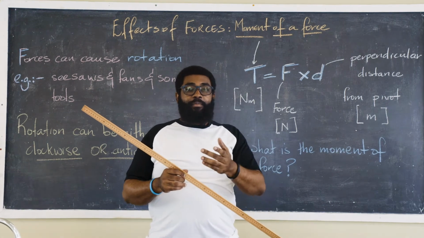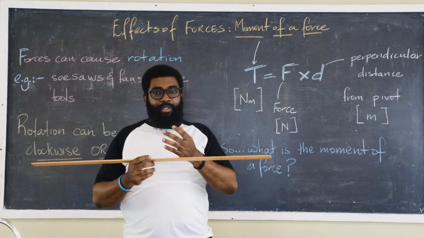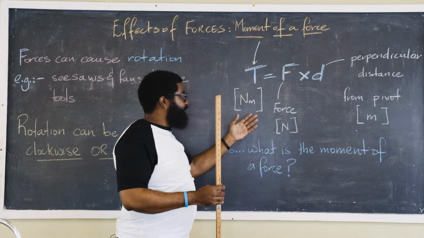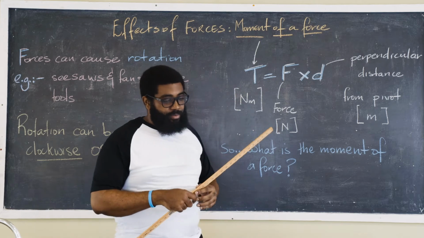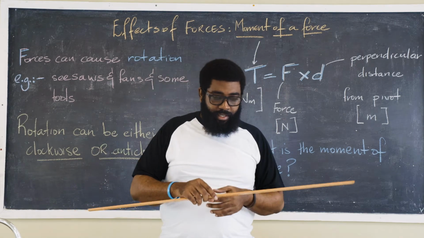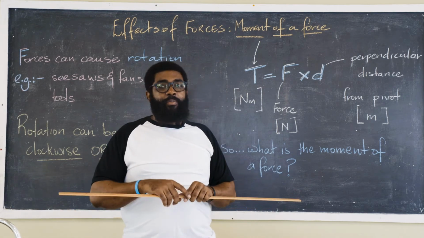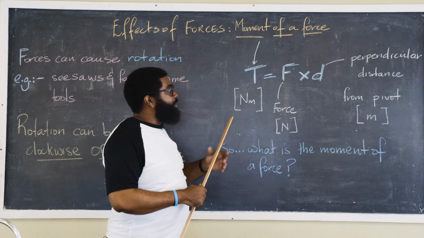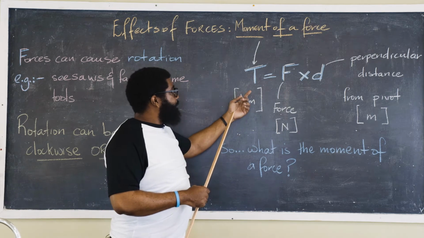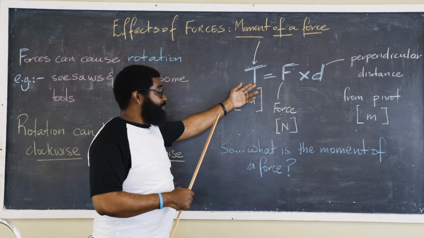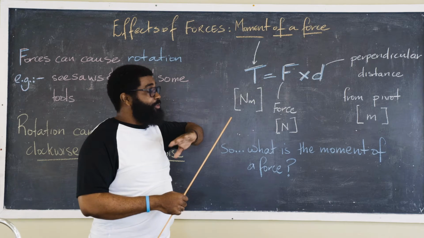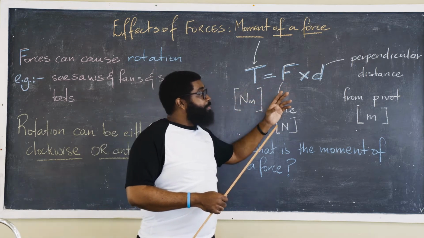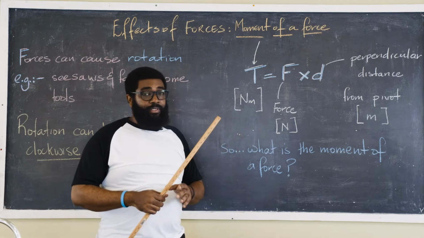Now, bearing in mind that we have our clockwise or anti-clockwise directions of rotation, we have to move on to this. Now, in physics, almost every topic in this syllabus has a formula associated with it. And the formula we're looking at today is the formula for moment of a force. Now, the formula states that the moment of force, or turning effect, is equal to force multiplied by perpendicular distance from pivot.